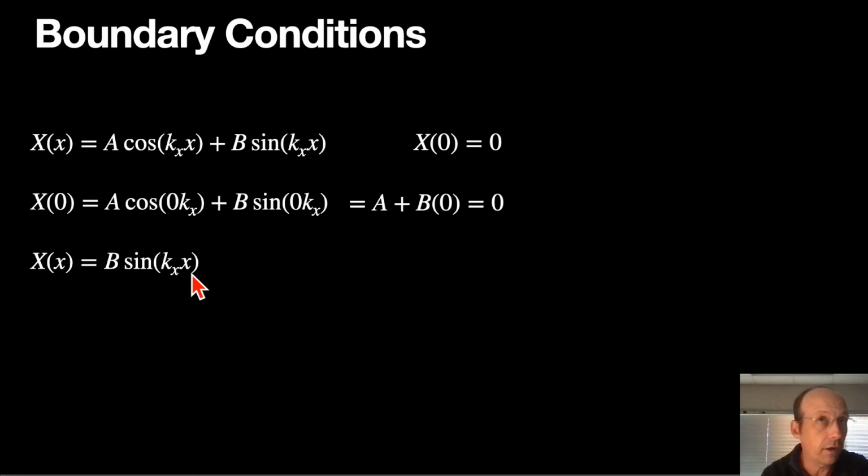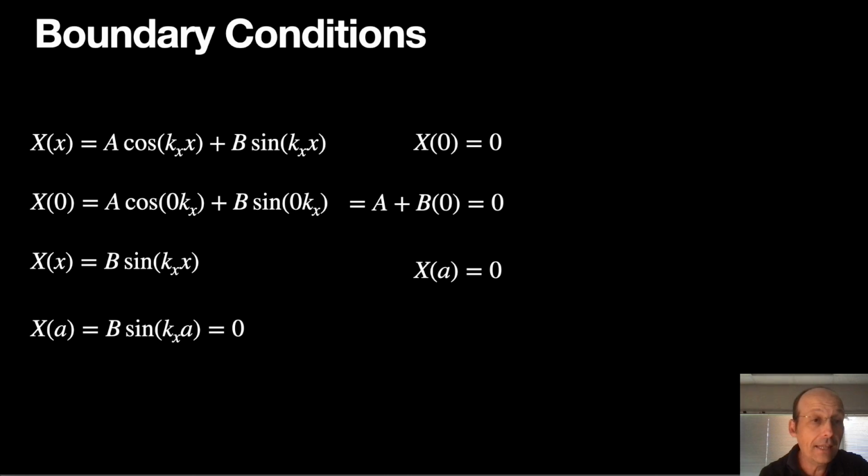But now, could I find b? Well, I can't. Well, I can, but I can't. Let's apply the other boundary condition, x of a is equal to 0. If I put that in, I get b sine kx a is equal to 0. So, yes, b equals 0 is a solution, but a boring solution. Because if a and b are both 0, then x is just 0. And what fun is that? That's not fun, right? So let's not do that.